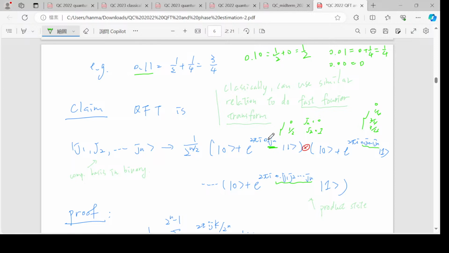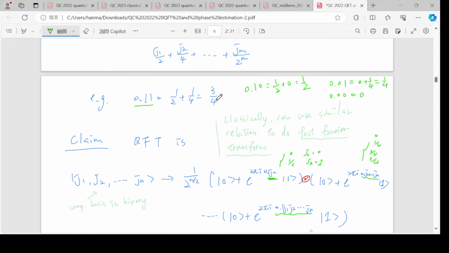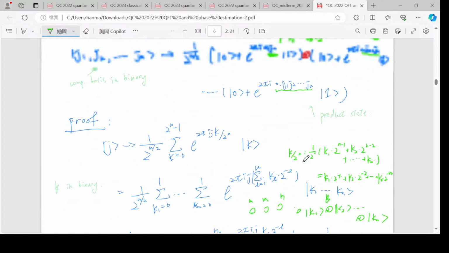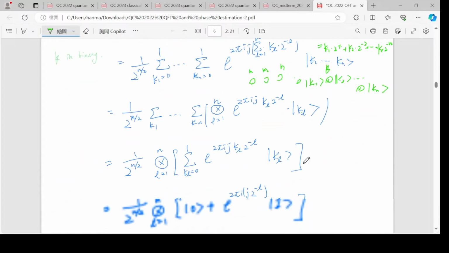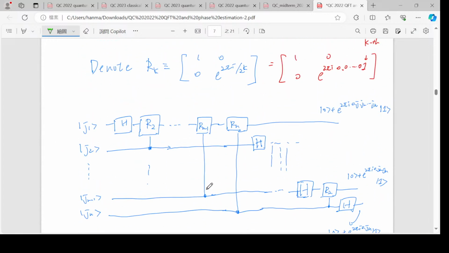This is a number that is either 0 or 1/2 depending on jn, and this is something from 0 to 3/4 depending on j(n-1) and jn, etc. So you get higher and higher precision fractions here, and the precision goes from 1/2, 1/4, 1/8 all the way to 1/2^n. Then we have this formula, and we find out that you can do the quantum Fourier transform with this kind of circuit.